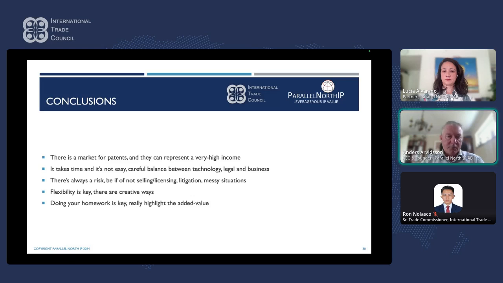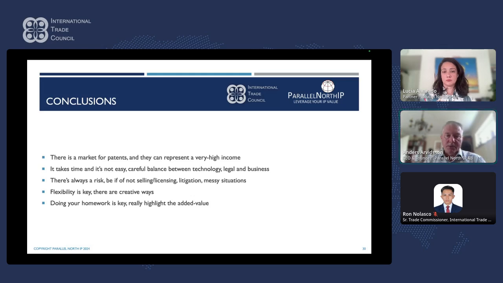And there is the risk of not selling or closing a licensing deal. Litigation can also fail, of course, and the patent may be invalidated. You may end up in ownership issues. So there are a lot of things that you need to consider before getting into the market. But also, when you're in the market, you can discover things along the way that you were not prepared for. So being flexible and creative, that is the key.